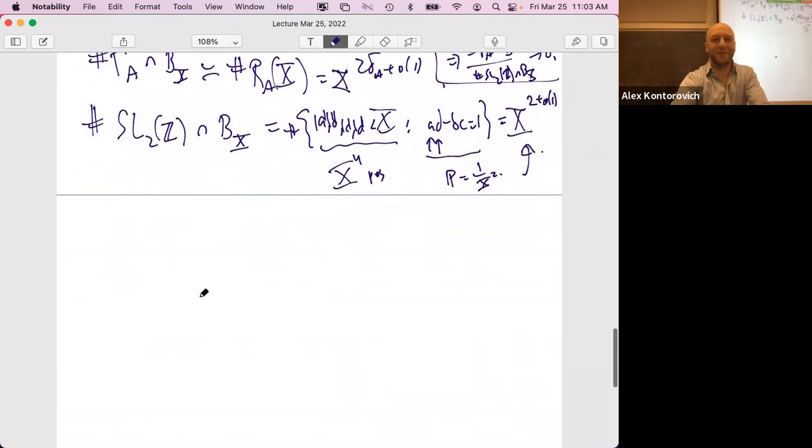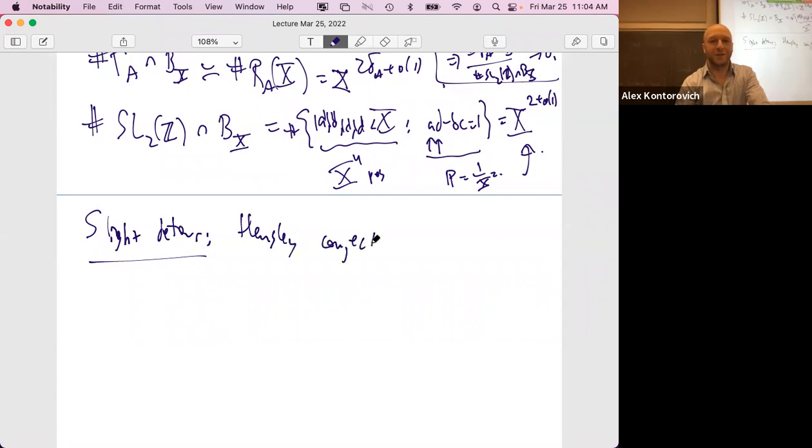So for example, should I do this now? Well, we're on it, so I'm not going to be able to help myself. For example, a slight detour. I mean, this whole thing is a slight detour. Slight is a slight exaggeration. Hensley conjectured something even more.